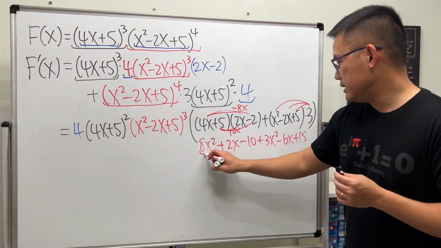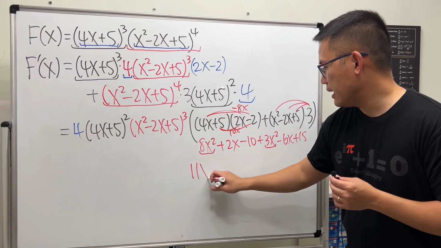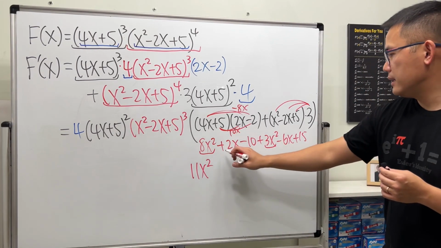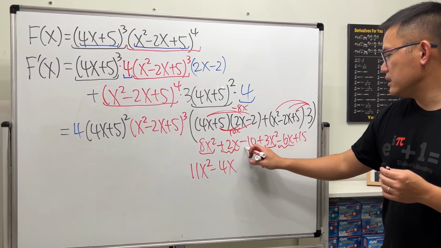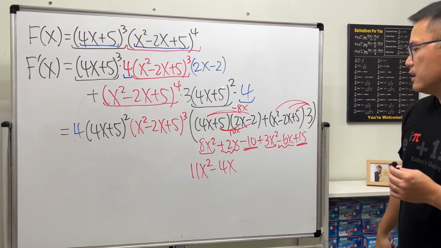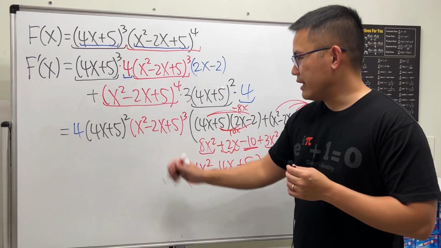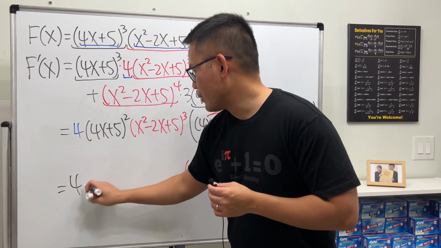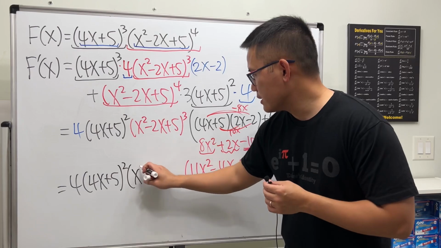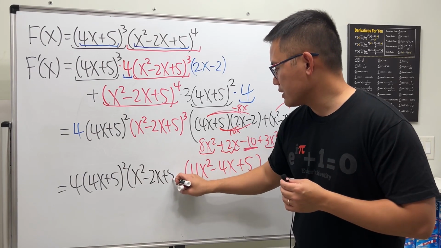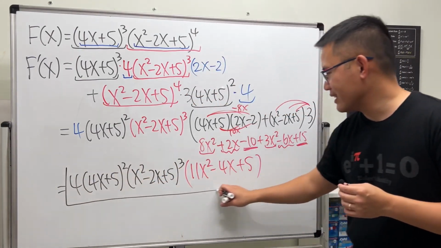Finally, we see that this and that can be combined. That's 11x squared, and then this and that is minus 4x. Lastly, this and that is plus 5. So that's that. And I'm just going to write down what we have right here. 4x plus 5 squared, and then 11x squared minus 4x plus 5. That's the answer. Yeah, told you it's a pretty hard one.